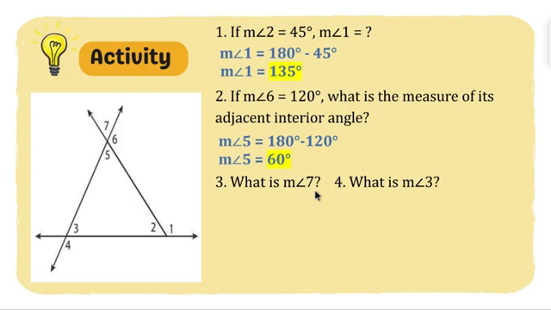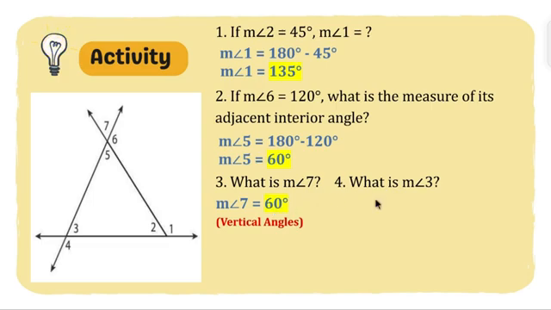But the easiest way to answer this question number 3 is to recall our other angle pairs, which is, what do we call this? If two lines intersect and we have opposite angles to each other, we call them? Yes, we call them vertical angles. And we know that vertical angles have similar or same or equal measures. So if angle 5 is 60 degrees, therefore angle 7 is also 60 degrees.